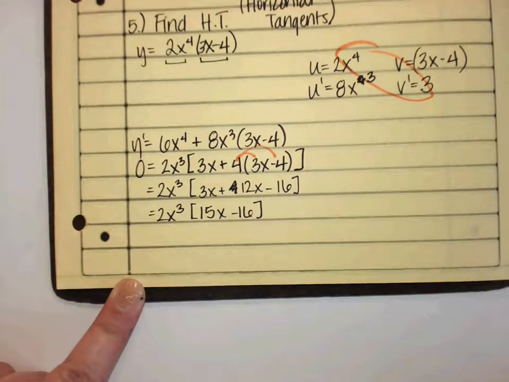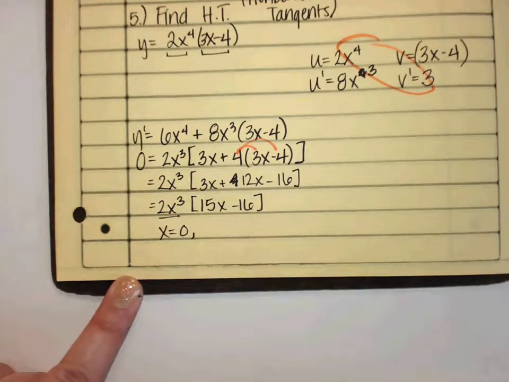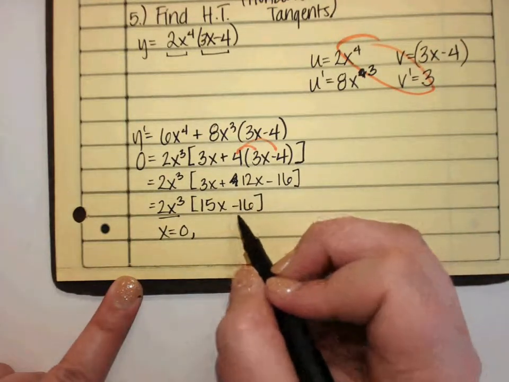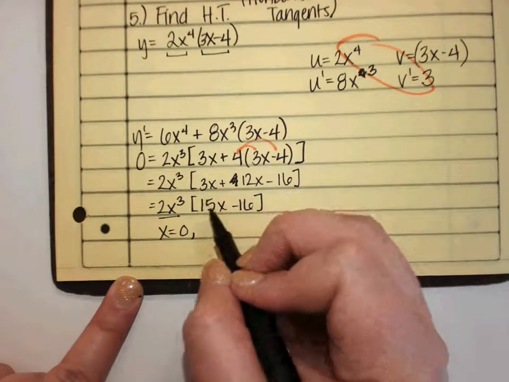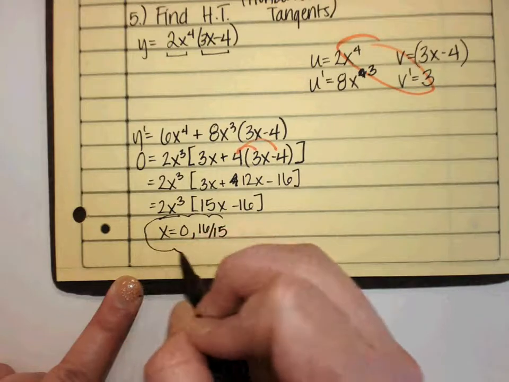And now you should be able to identify your zeros. If x is in the front, what's my first 0? 0. And then for my second one, I change the sign here. That'd be positive 16 over 15. Good? You get it?